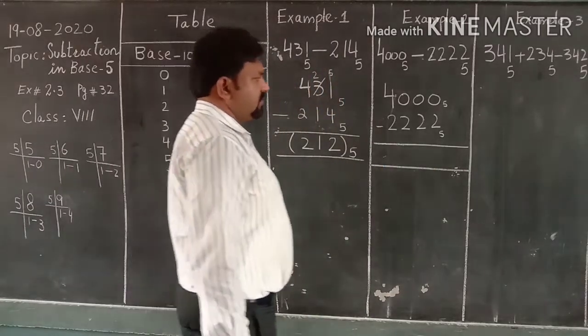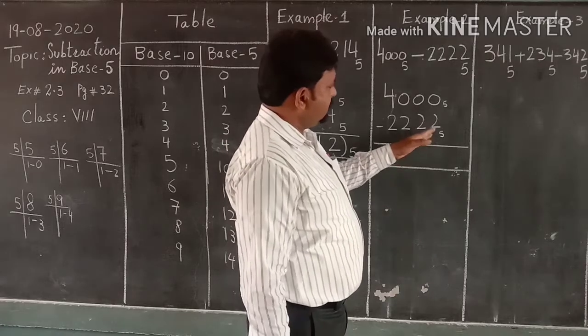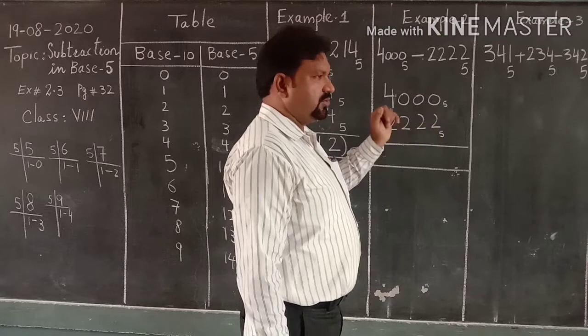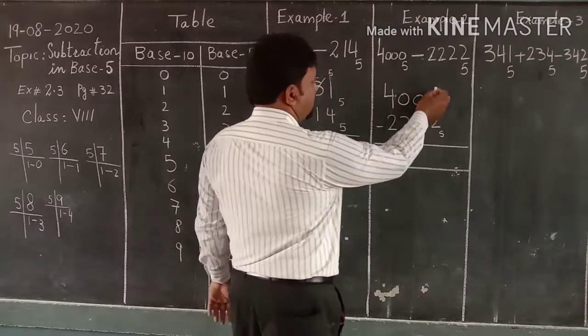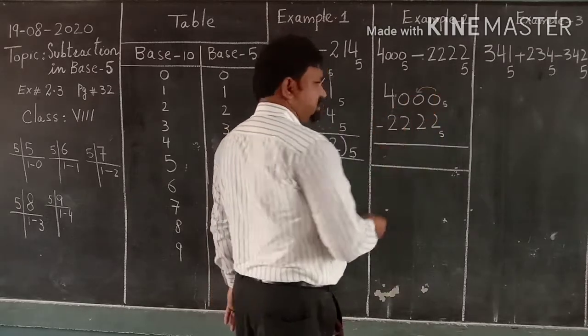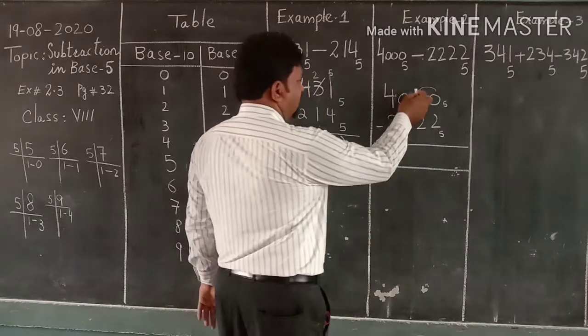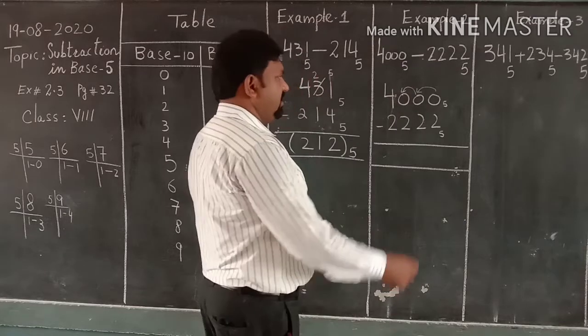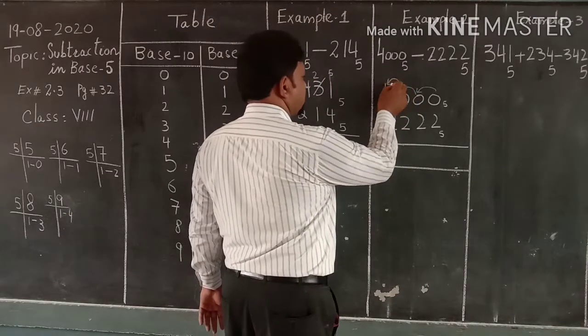Okay, now we will subtract 2 from 0. The 0 is smaller than 2, so we will take a carry from the next number. This number is also 0, so we will take a carry from the next number. This number is also a 0, so we will take a carry from this number.